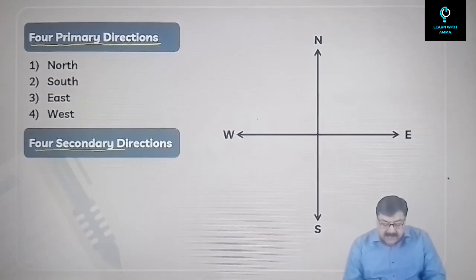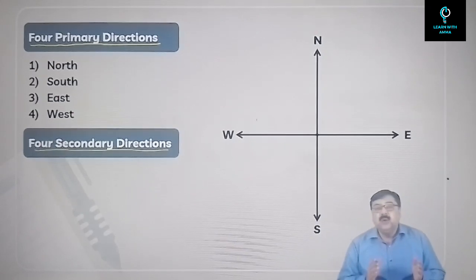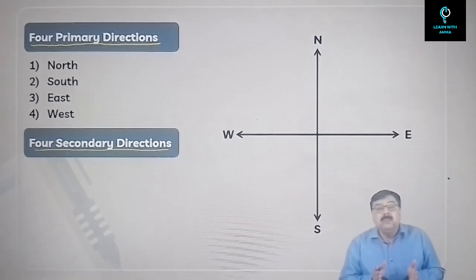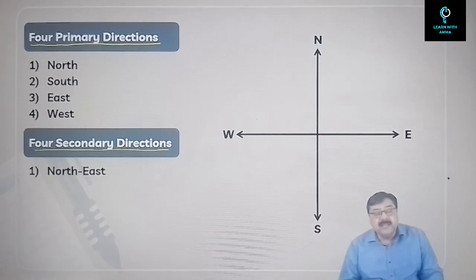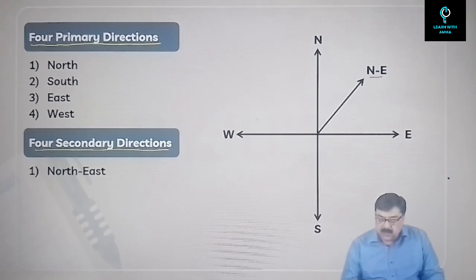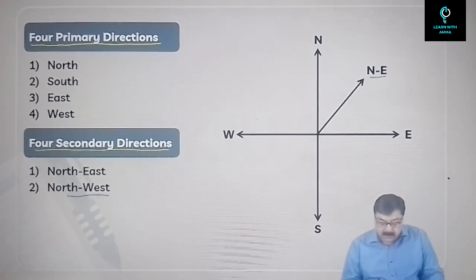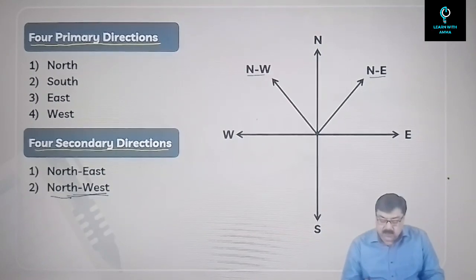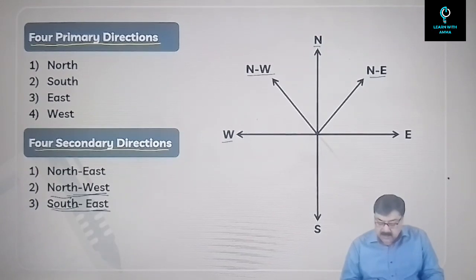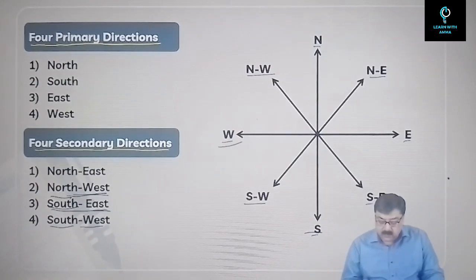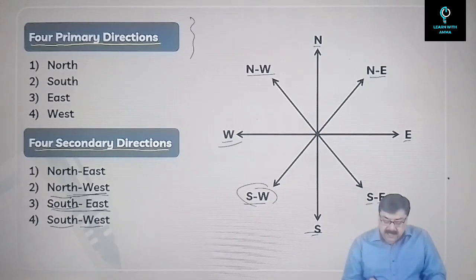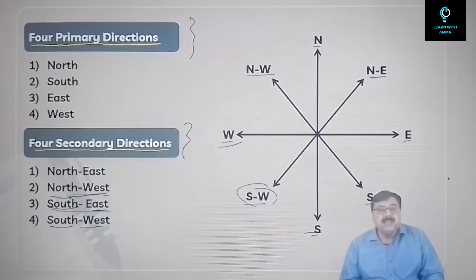Now let's talk about the 4 secondary directions, which are located in between any 2 primary directions. First is northeast, which is between north and east. Then northwest, between north and west. Then southeast, between south and east. And finally southwest, between south and west. Questions are asked pertaining to these primary directions and these 4 secondary directions.